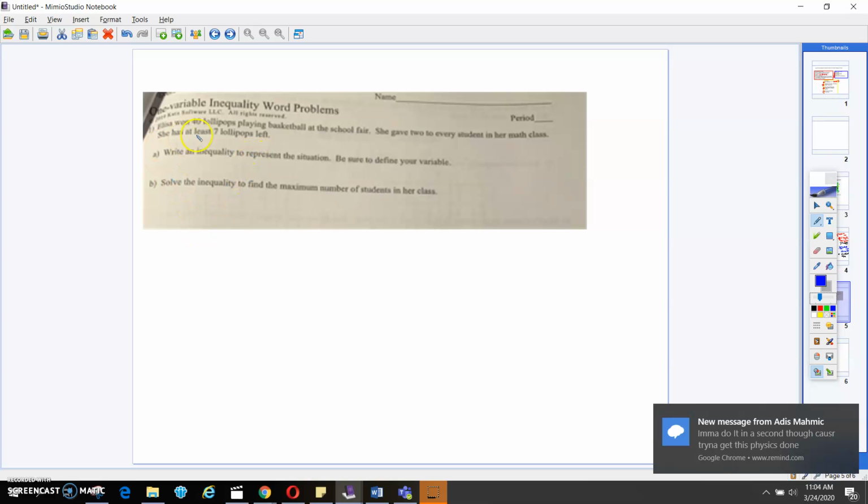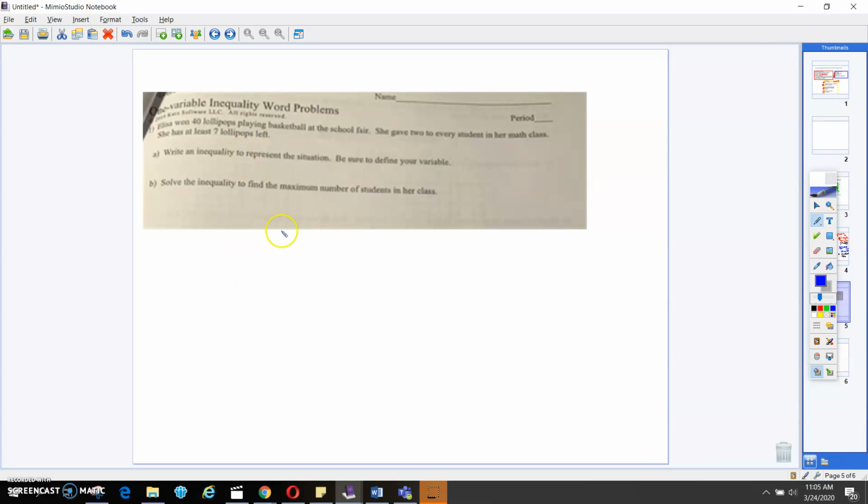So it says Eliza won 40 lollipops playing basketball at the school fair. She gave 2 to every student in her math class. She has at least 7 lollipops left. So this is talking about writing those inequalities. We know that she gave 2 to every student in her math class, and she has at least 7 lollipops left. She started out with 40, right? So we're going to do 40 minus 2x.